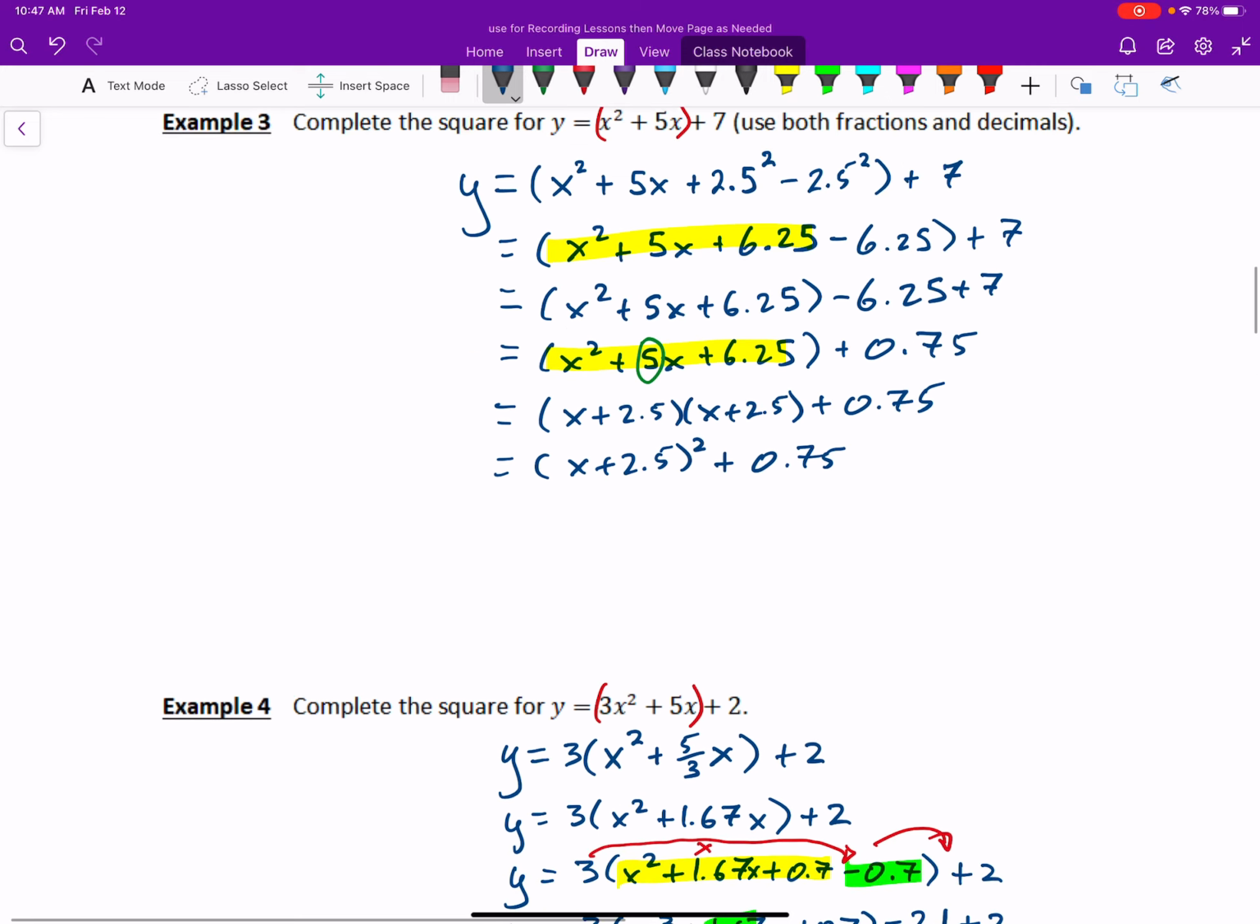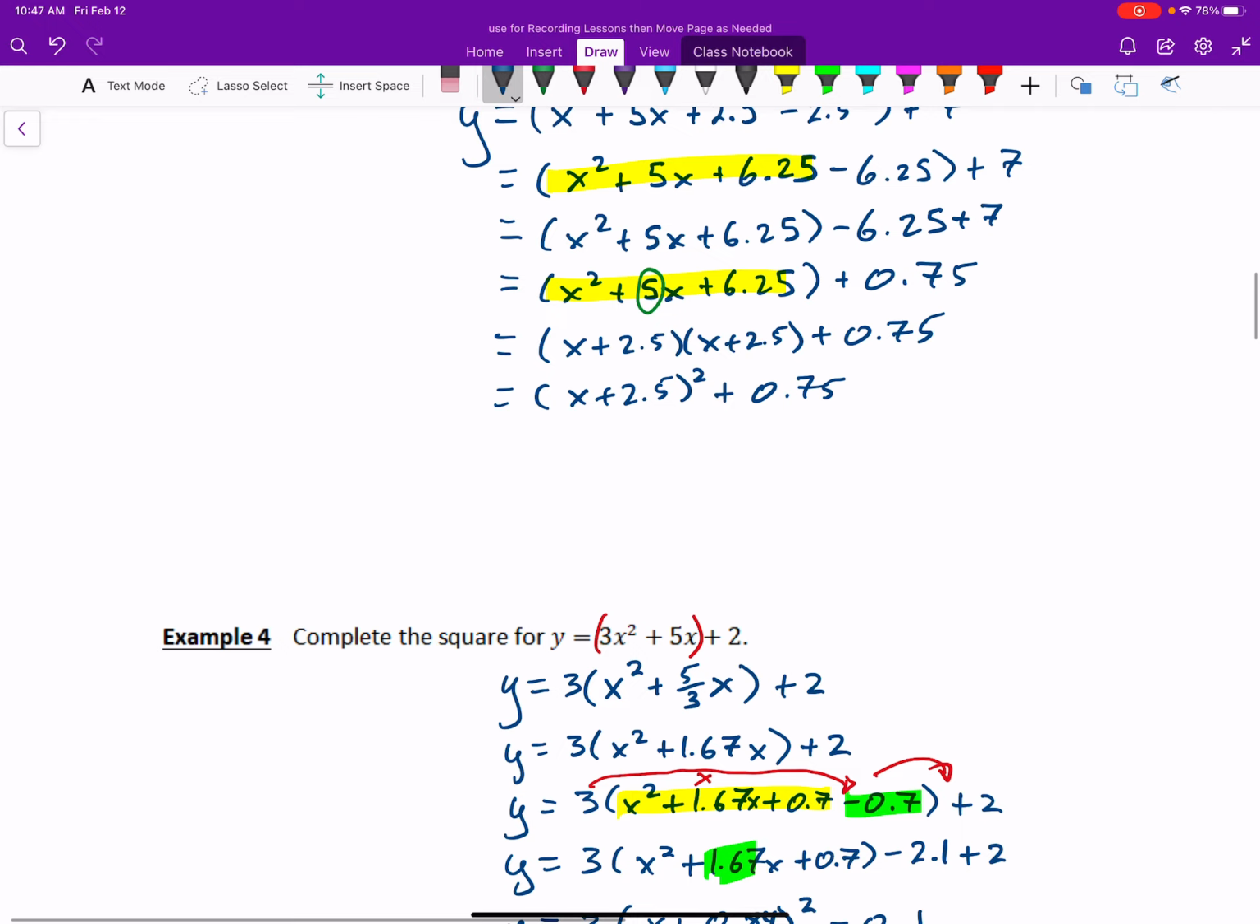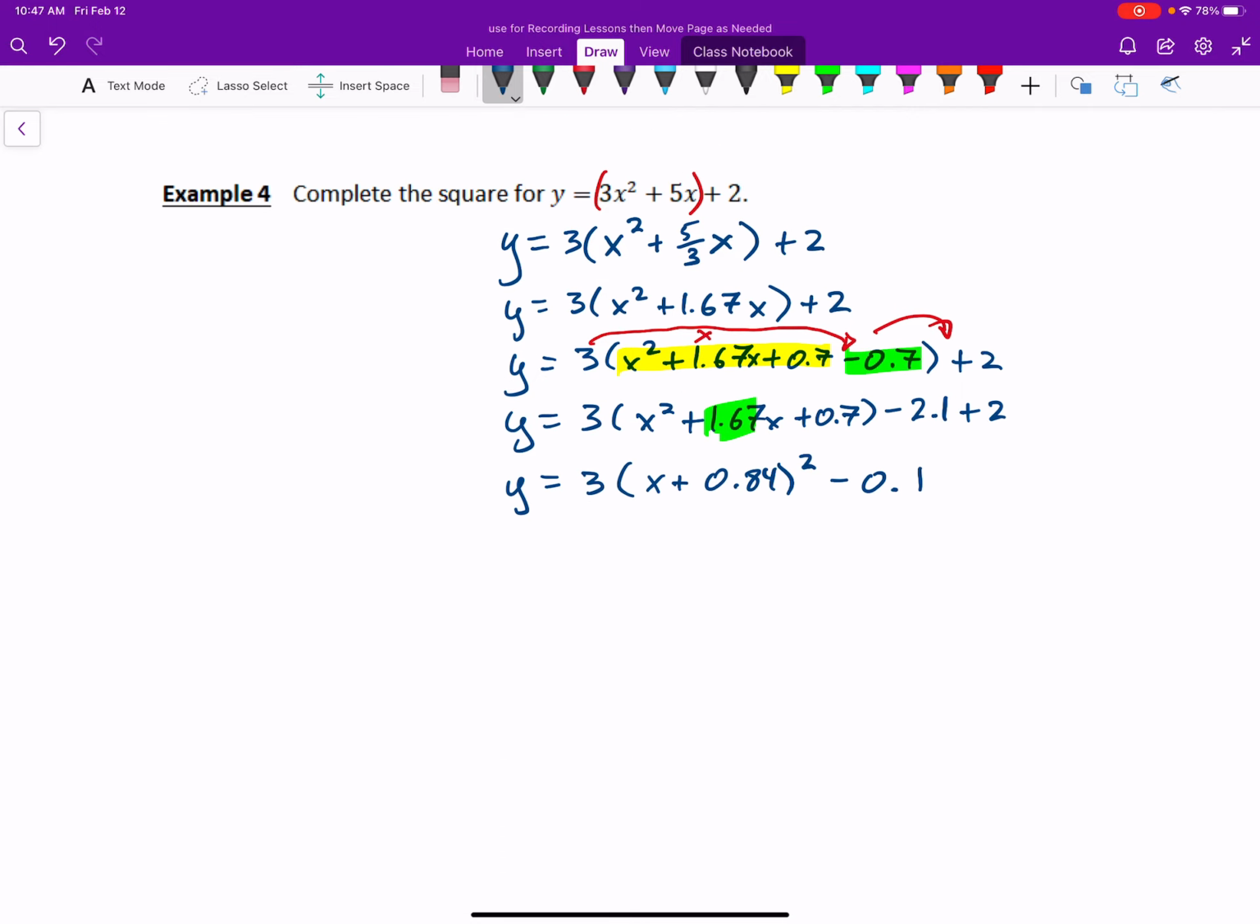So those are 4 examples of completing the square. And again, if you're not clear on them, give the practice questions a try.